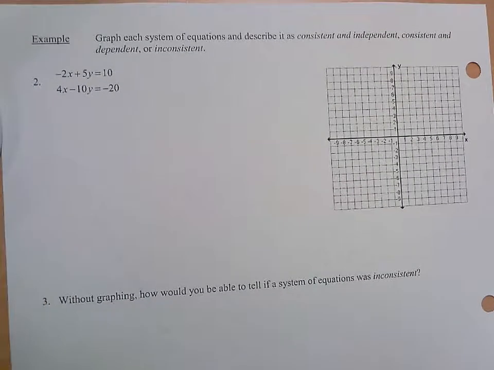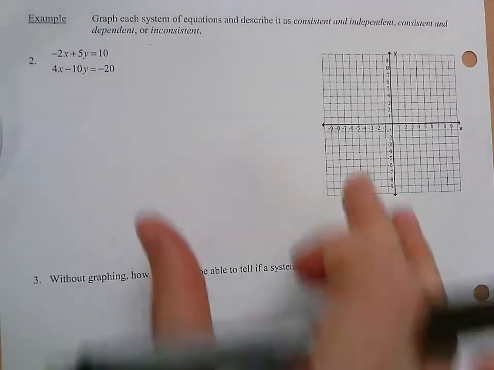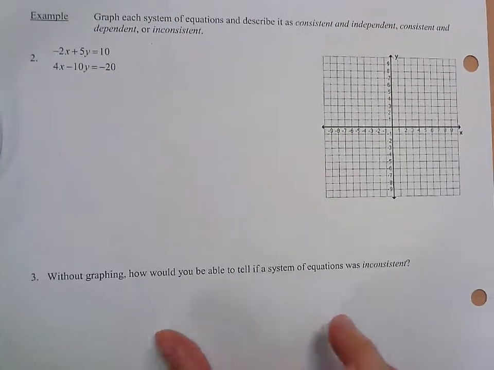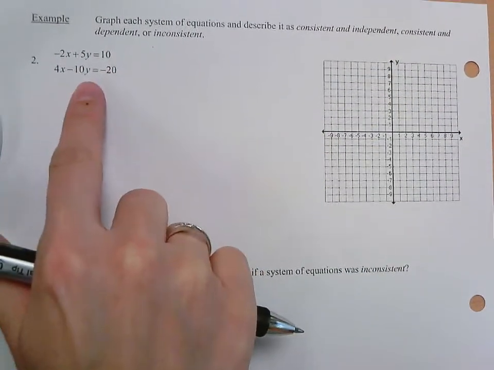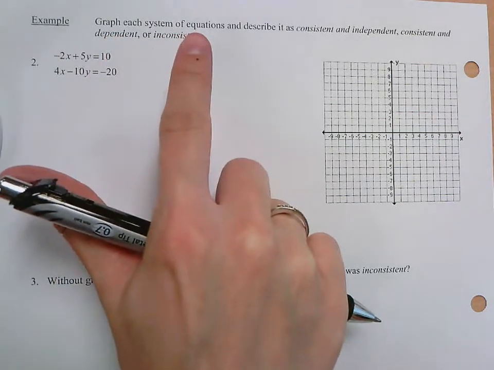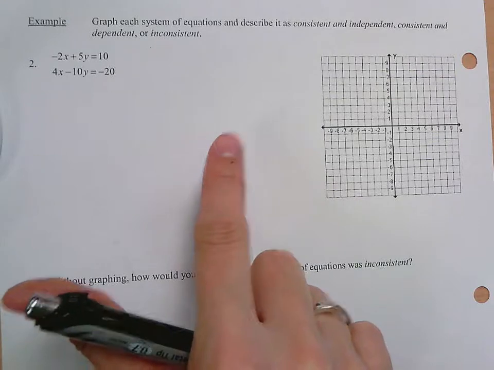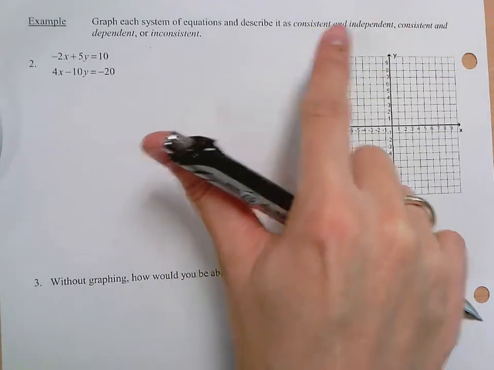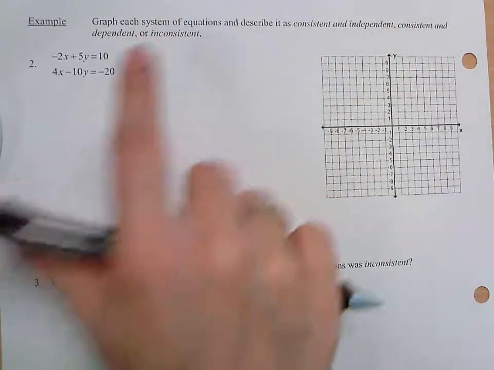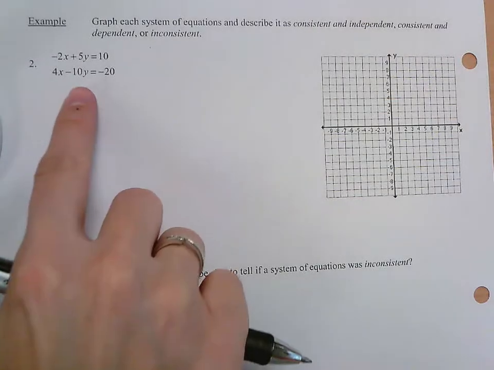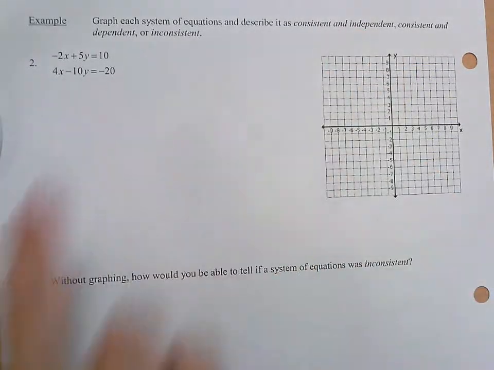Okay, so then the next one, I'm actually going to have you do. In your groups, you can look at 2 and 3, and we'll discuss 3. But in example 2, it says to graph the system of equations, and don't just give the solution set. Describe it as being consistent and independent, consistent and dependent, or inconsistent. So just go ahead and graph that, and then decide which way the solution set would be described. And then you can look at 3 also. Look at that question because we'll discuss that as well.